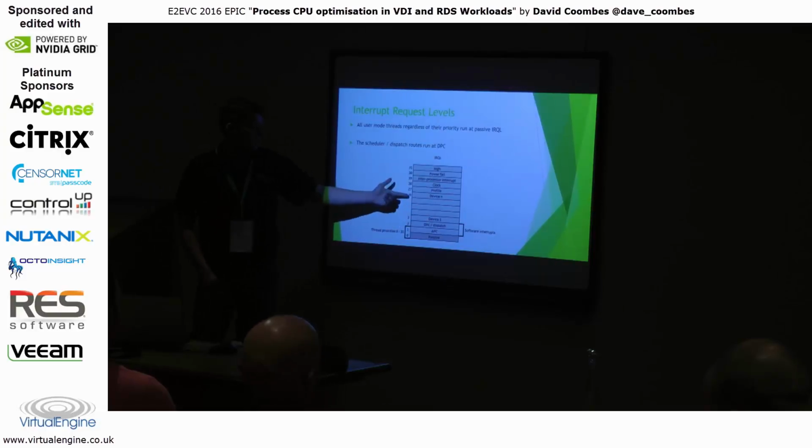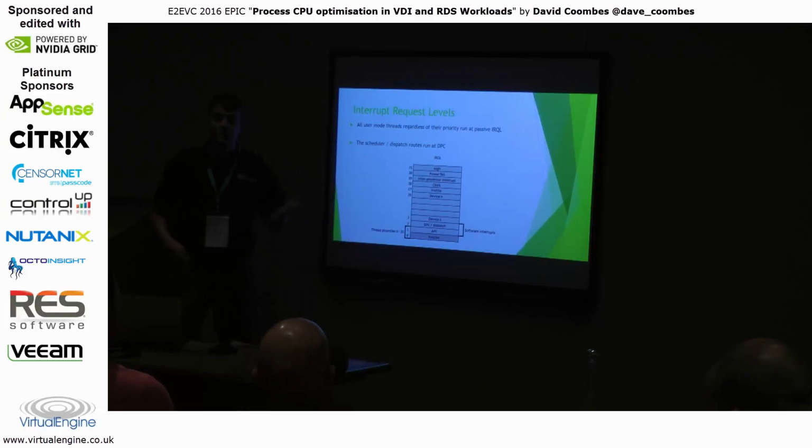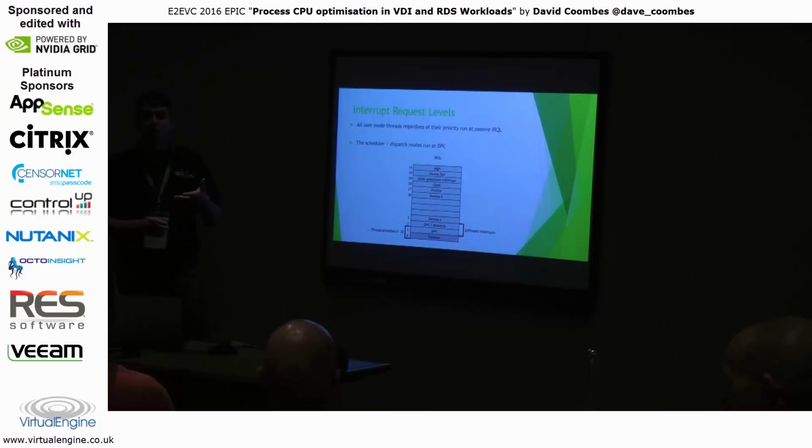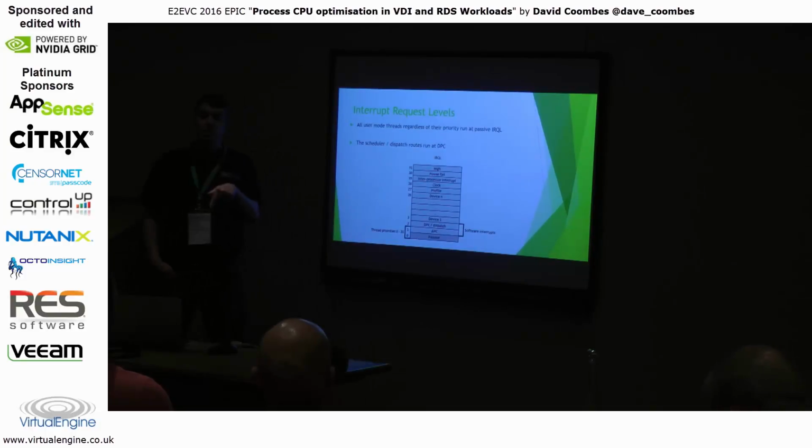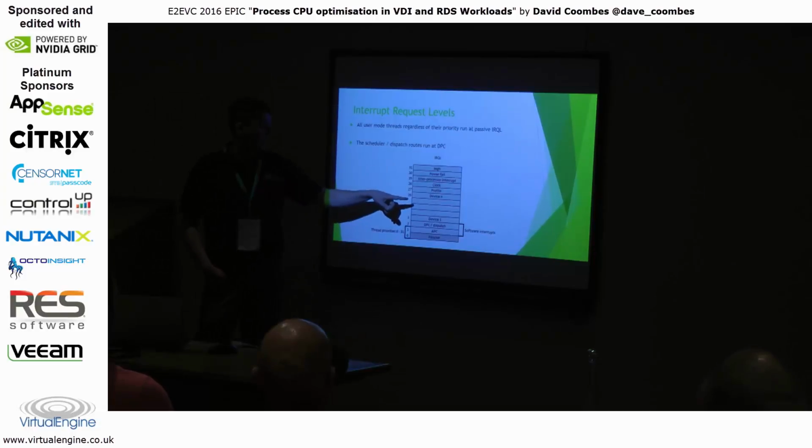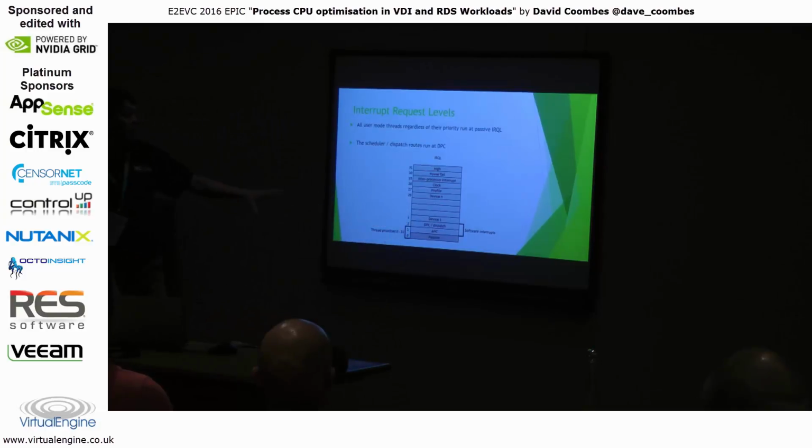When we're up into the device level, these are your hardware devices. This is your keyboard, this is your mouse, this is your network card, your hard disk. So whenever you press a key on the keyboard, you get an interrupt and the key comes in at a really high level. It interrupts everything that's running on the machine, processes that and then lets everything else carry on.